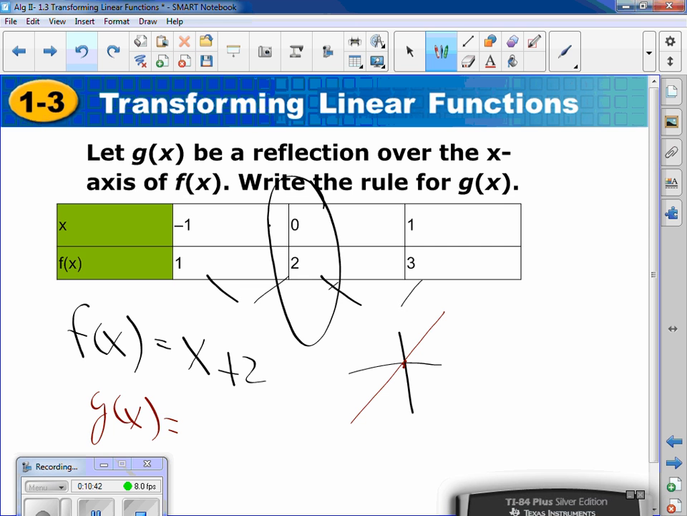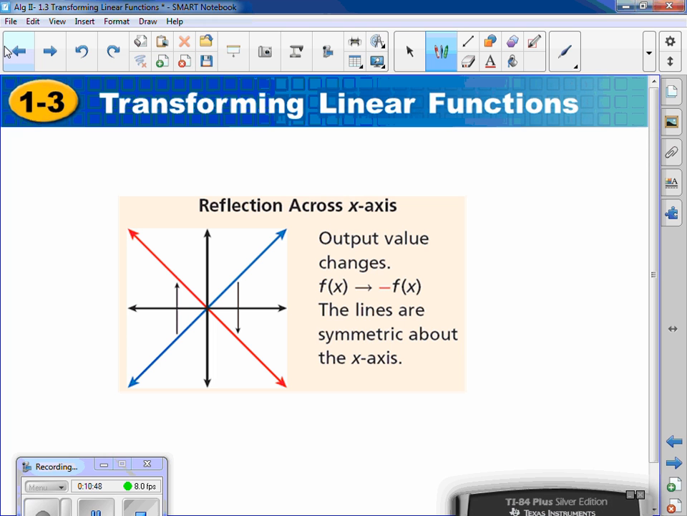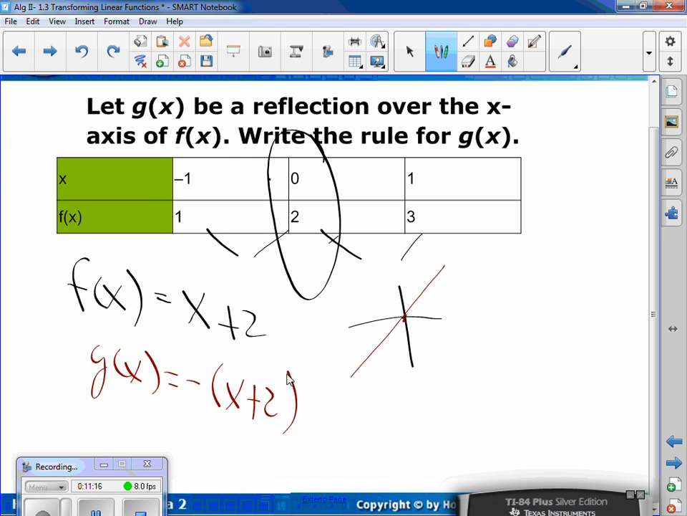We're reflecting over the x-axis. So I go through here, reflecting over the x. What happens when I reflect over the x? Everything changes. If it was a reflection over the y, it would only be the x value that changes. Because it's a reflection over the x, everything is going to change. So when I simplify this, g of x equals negative x minus 2.